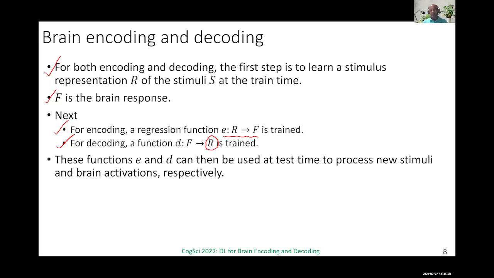But what is commonly observed, and what people commonly do, is to learn a representation R of that stimuli rather than actually guessing the original image or the text or the original paragraph and so on. Right? So these functions E and D can then be used at test time to process new stimuli or the new brain activations, as the case may be. So that's brain encoding and decoding.